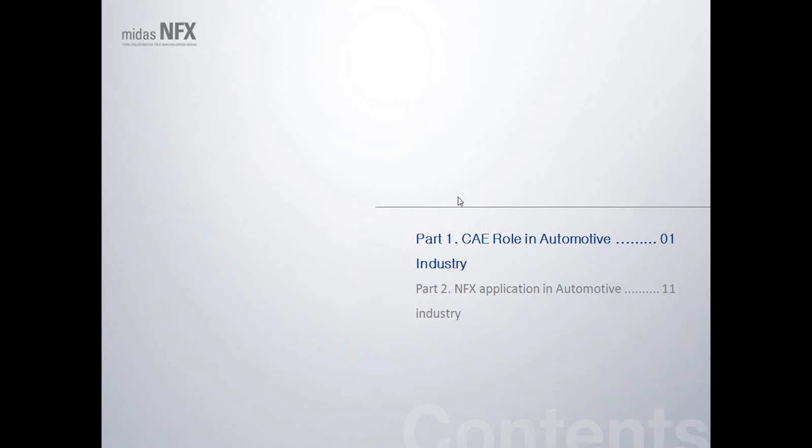So we'll talk about two main subjects. The first one is the CAE role in automotive industry, and the second part will be about NFX applications in automotive industry, in safety area, and also how to use CAE in order to increase the rigidity of the car body.